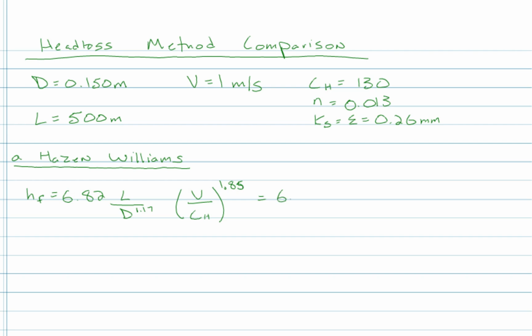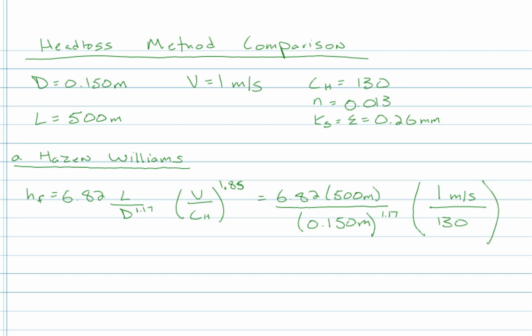So we will substitute in the given information that we have: 500 meters, and the diameter of the pipe is 0.150 meters to the 1.17 power. And here the flow velocity that's known is 1 meter per second, and the roughness coefficient is 130 to the power of 1.85. If we put that into a calculator, we'll get that this term is equal to 31,385.